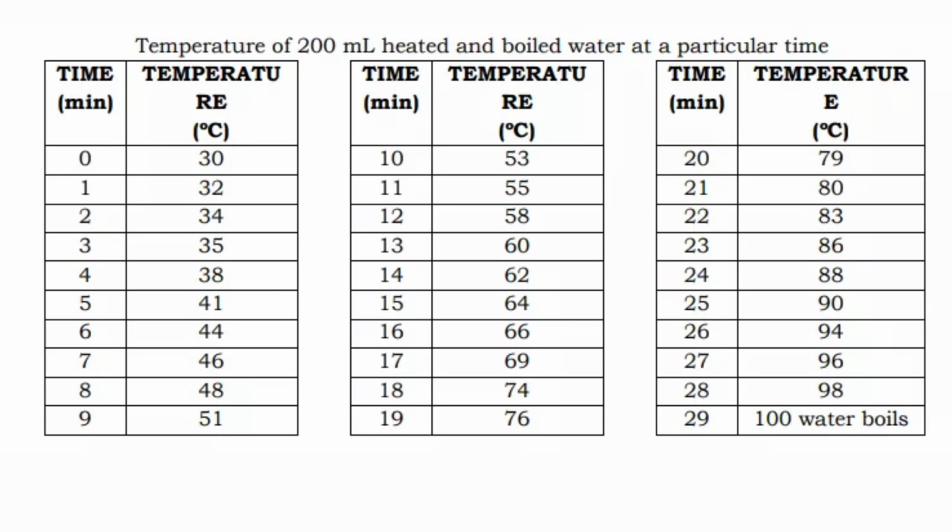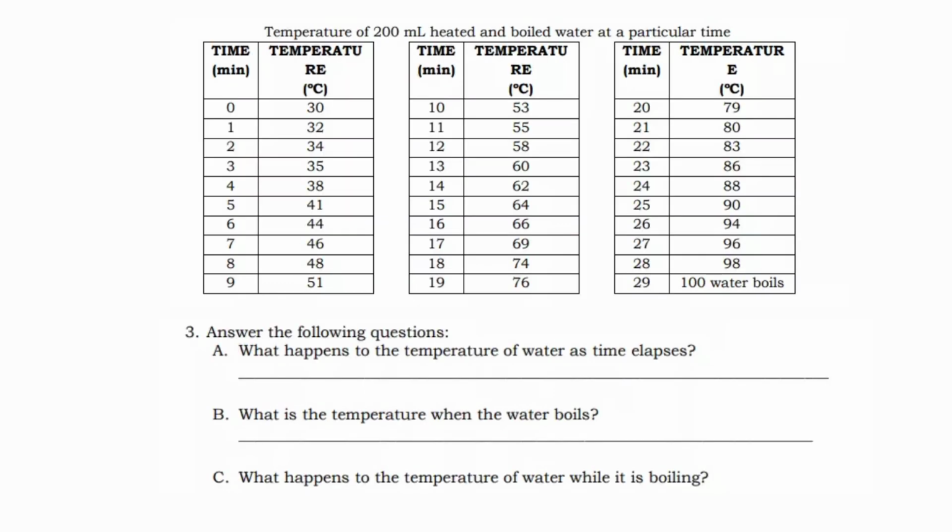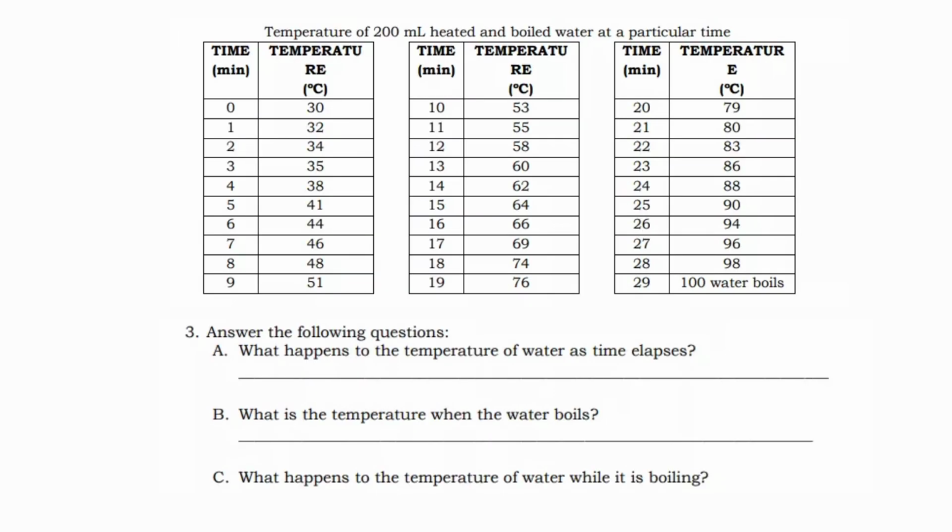Look at the data obtained in an experiment where 200 ml of pure water is heated and boiled. Observe what happens to the temperature as the water is being heated. What happens to the temperature of water as time elapses? The answer is, as time passes, the temperature of the water increases. What is the temperature when the water boils?